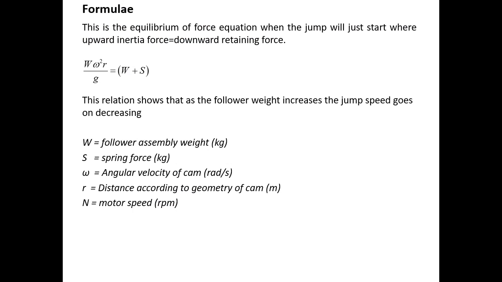Formula used in this particular setup: we have just discussed when jump is occurring. Jump occurs when the upward inertial force is equal to the downward retaining force. So W omega square R divided by g is equal to W plus H. W is the follower assembly weight in kg. You can consider it in kg or in gram. If you are considering it in kg, the spring force will also be considered in kg. Omega is the angular velocity of the cam in radian per second. R is the distance according to the geometry of the curve. N is the motor synchronous speed in RPM.